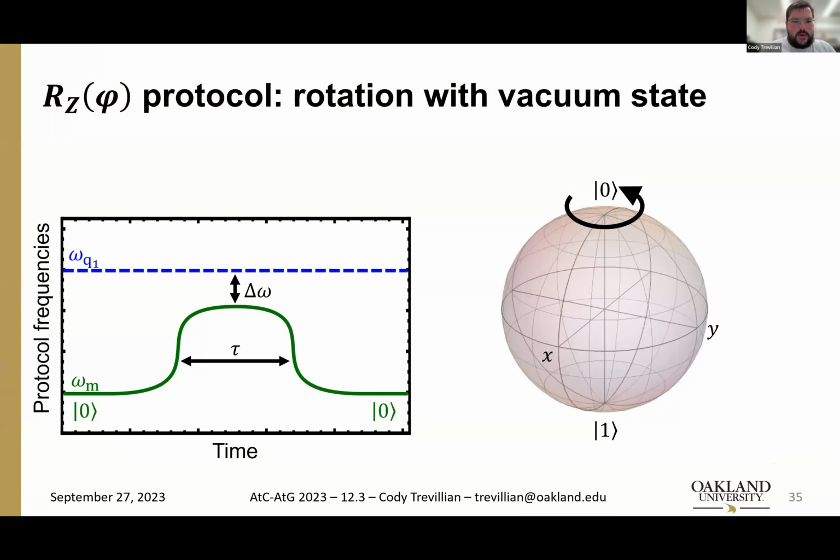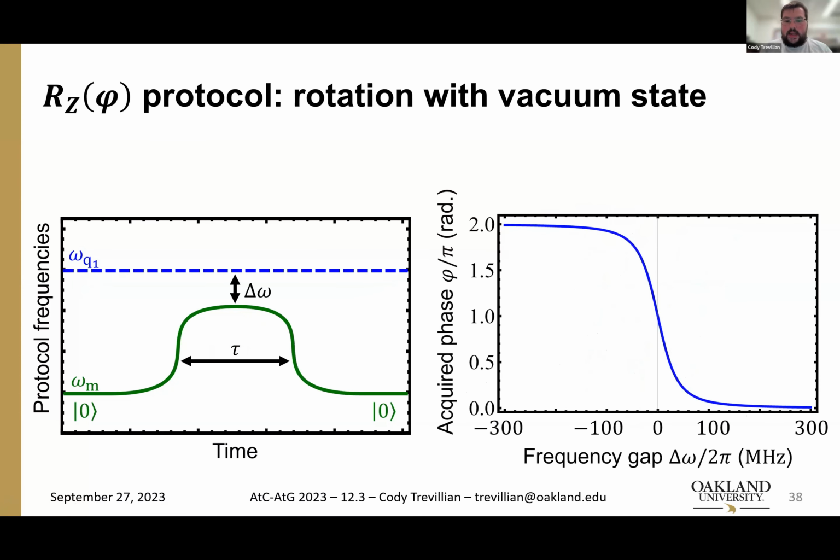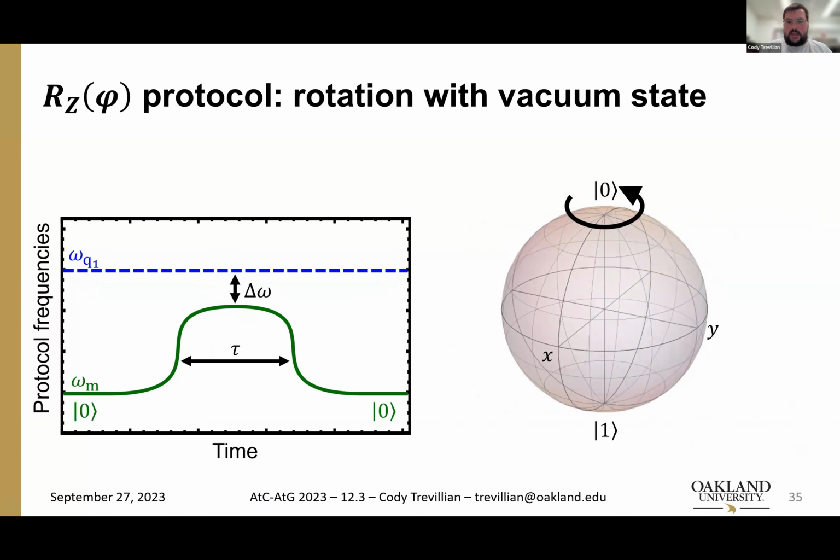With just a simple pulse protocol here, by controlling the time of the operation and the frequency separation between the magnon and qubit systems, I can enact different levels of rotation. As long as I ensure that I stop this pulse within the timing of a single period of rotation, then by controlling the frequency gap during this operation, I can control the acquired phase, which means that effectively I can control the level to which this Bloch sphere is rotated.